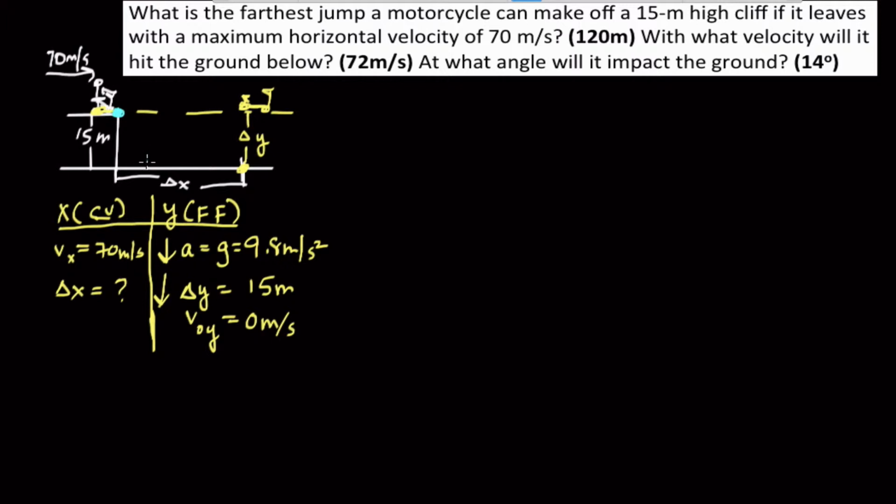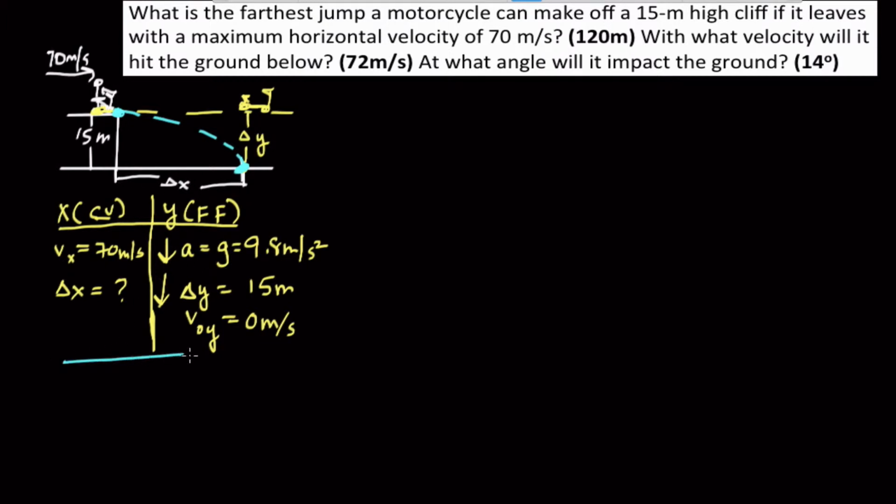The event begins when this motorcycle drives off the cliff, and the event ends when the motorcycle lands hopefully safely on the other side. So it takes the same amount of time for the motorcycle to go down this 15 meters as it does for it to go across however many meters it goes across.